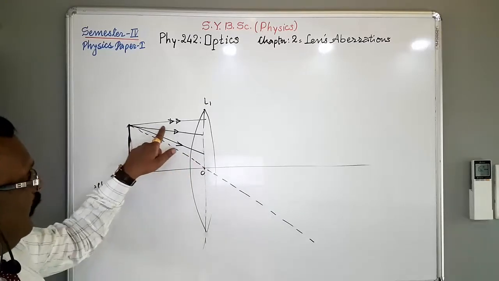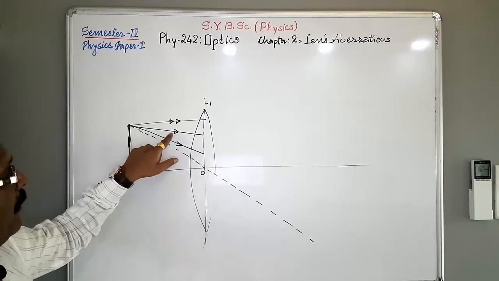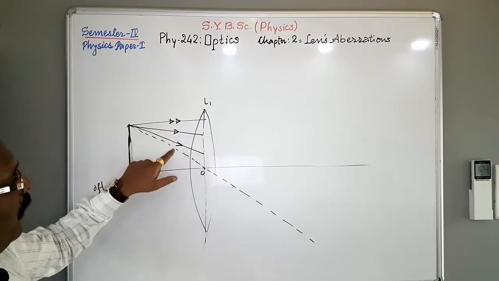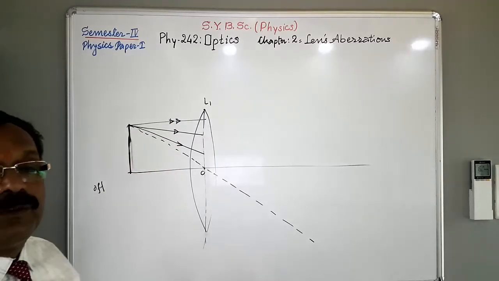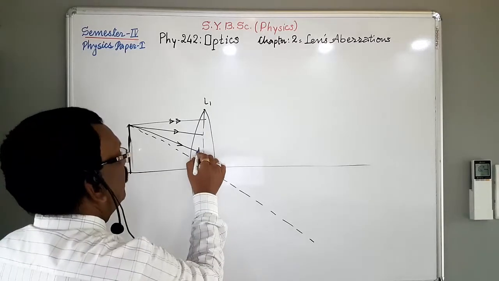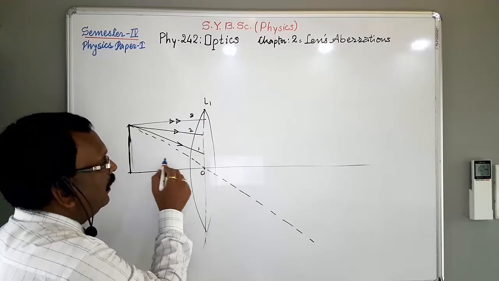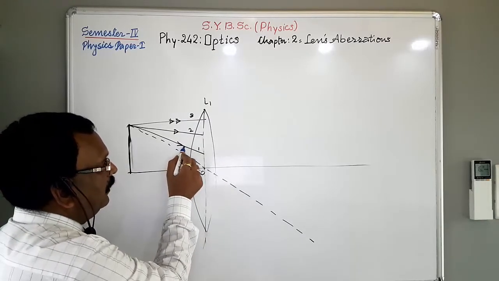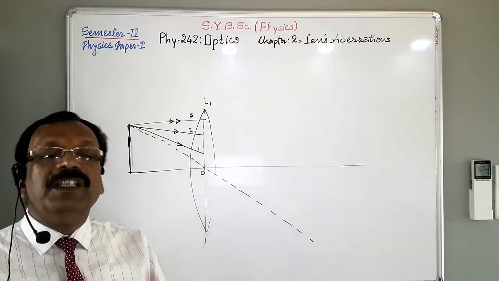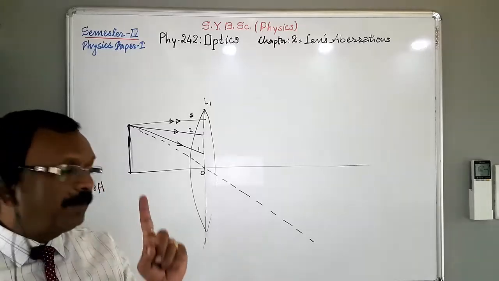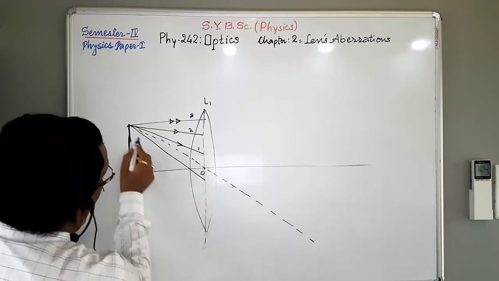See here, this ray is represented by a double arrow, this ray by a single arrow, and this ray is denoted by a different type of arrow. So suppose this is one type of arrow, this is the second, and this is the third type. There are three types of arrows. We know that this is the paraxial ray and this is the marginal ray. The paraxial ray shows minimum deviation and the marginal ray shows maximum deviation. So again we are going to consider a different zone.